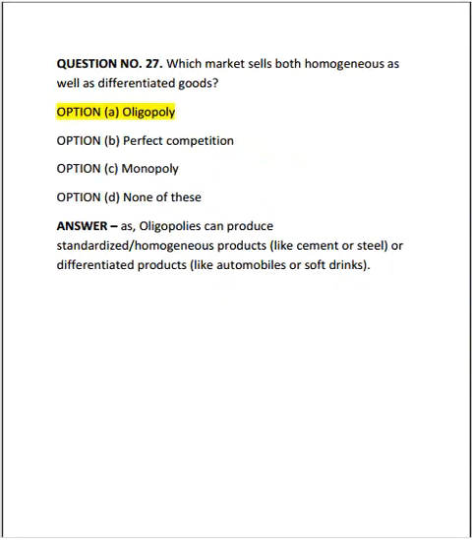Question No. 27. Which market sells both homogeneous as well as differentiated goods? Option A. Oligopoly. Option B. Perfect competition. Option C. Monopoly. Option D. None of these. Answer: A, as oligopolies can produce standardized, homogeneous products, like cement or steel, or differentiated products, like automobiles or soft drinks.